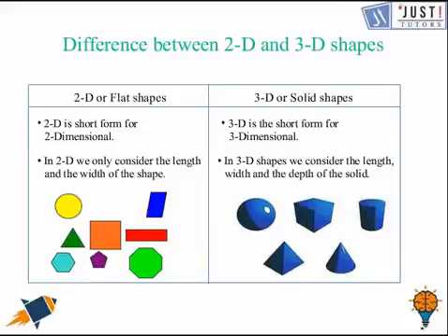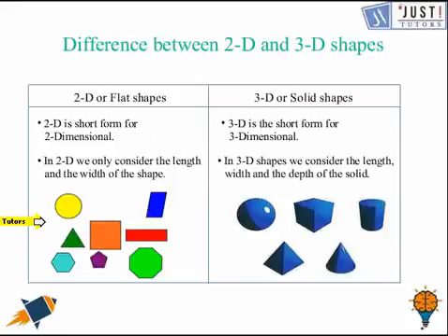So 2D shapes are also called flat shapes, and the full form of 2D is two-dimensional, whereas 3D shapes are also called solid shapes or three-dimensional shapes. In 2D shapes, we only consider the length and width of a shape, or we also call it the breadth of the shape, whereas in 3D shapes, we have three dimensions that we consider: length, width, and depth of the shape.